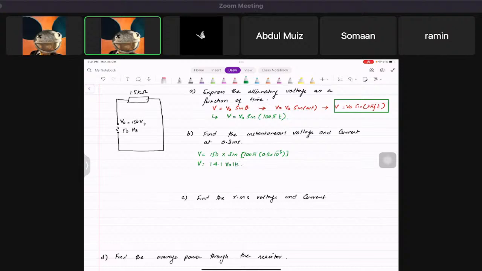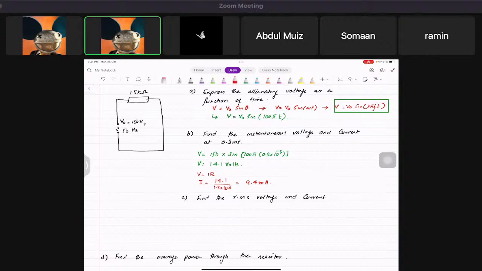Now to find the current, it's pretty simple because V is equal to IR, and I would be equal to voltage divided by the resistance, which is 1.5 times 10 raised to power 3, and the current will be 9.4 milliamperes. You can check with the calculator as well. Is it clear? These are the simple formulas that we've been using for a very long time, so you have to use them here as well.